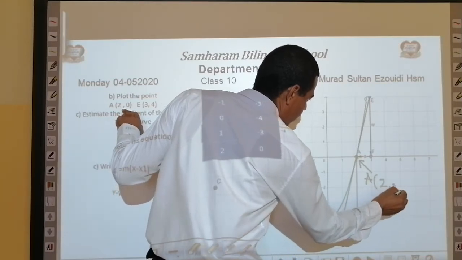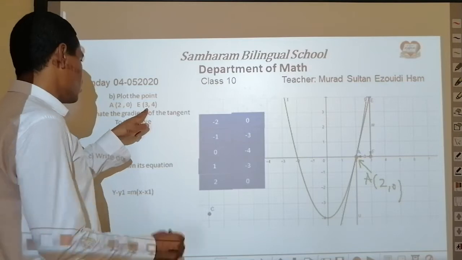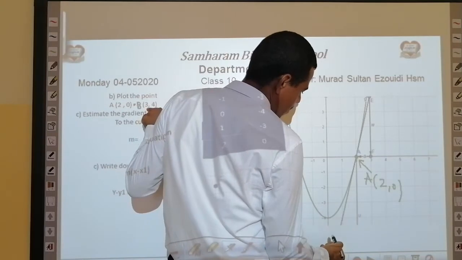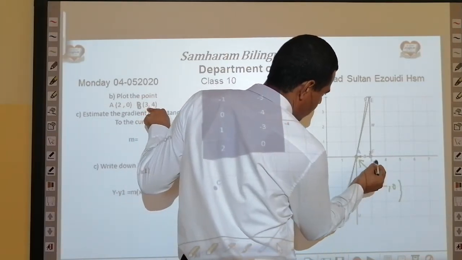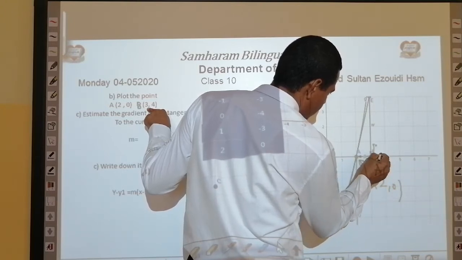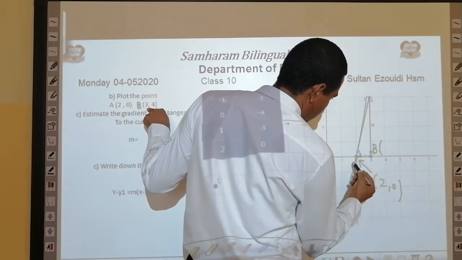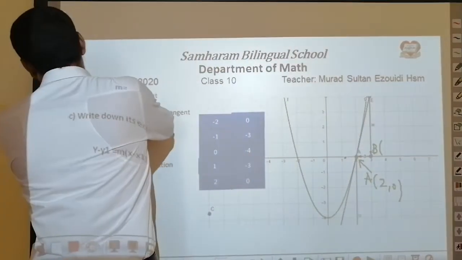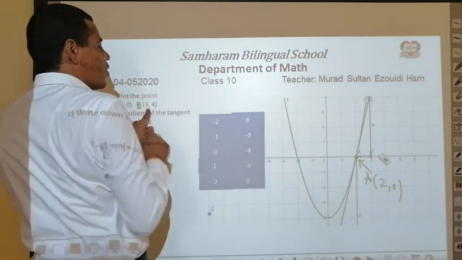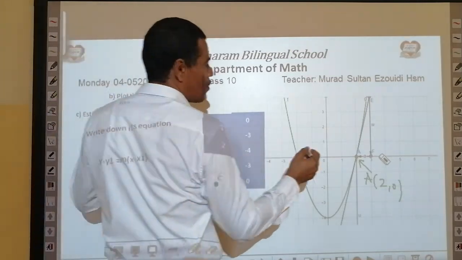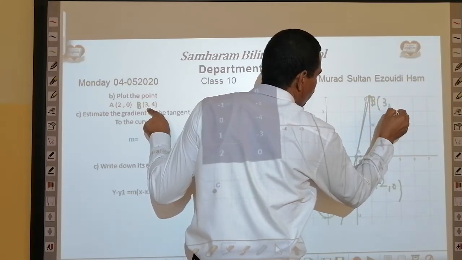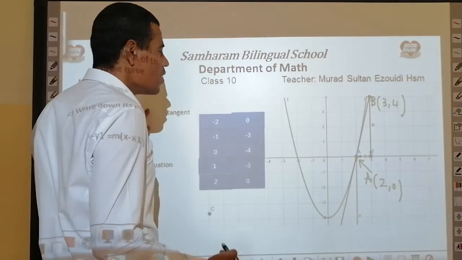And B, of coordinates 3, 4. This one is B, of coordinates 3, 4.